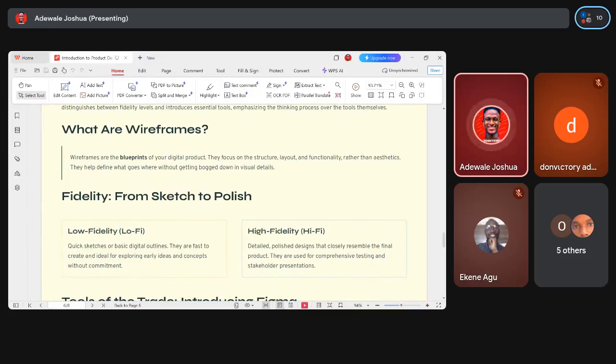Now, let me see if I can get an example of wireframing. This class will be over soon. I'm almost done. Oops. Okay.